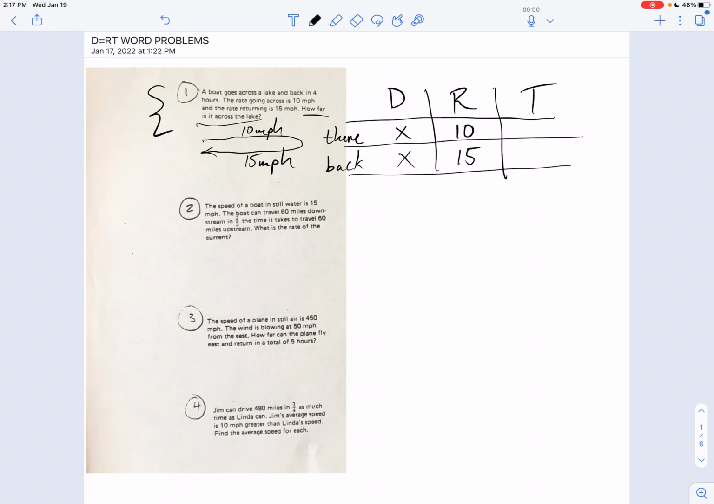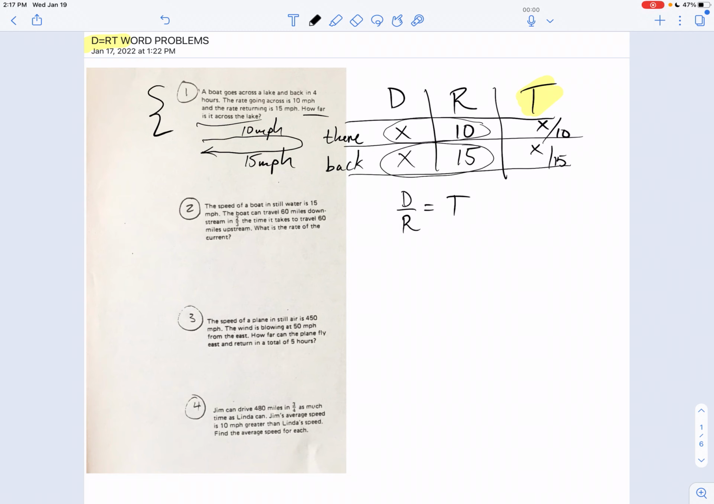Now, here's the deal with T. This is what I want you guys to get into your head here. What we're going to do is we're going to take the formula distance equals rate times time, but we're going to approach it this way: the distance divided by the rate equals the time. So right here, just these two guys, the distance divided by the rate.